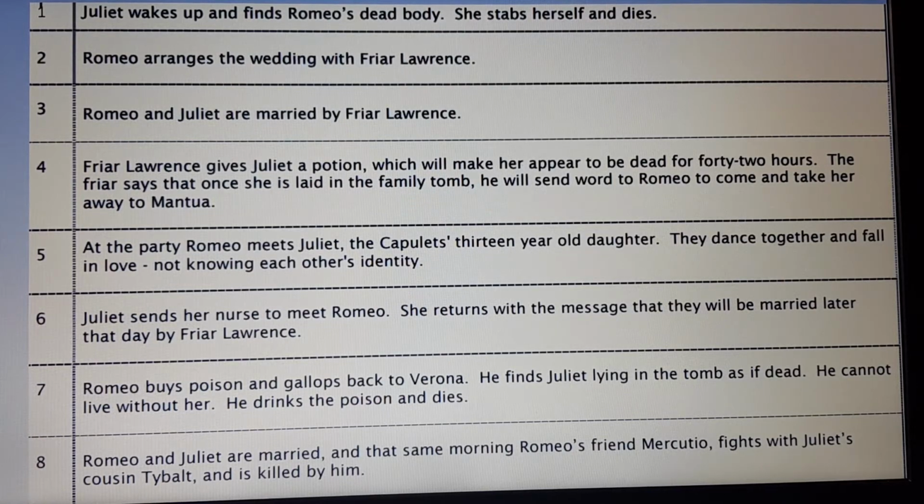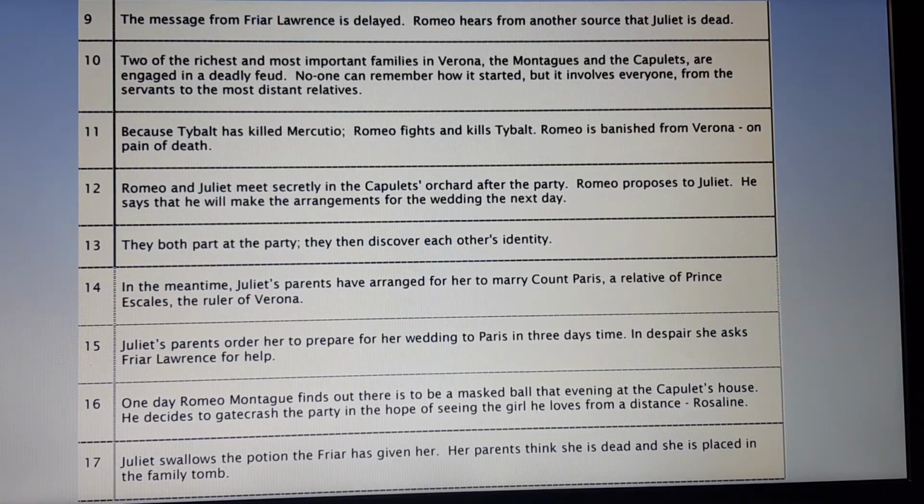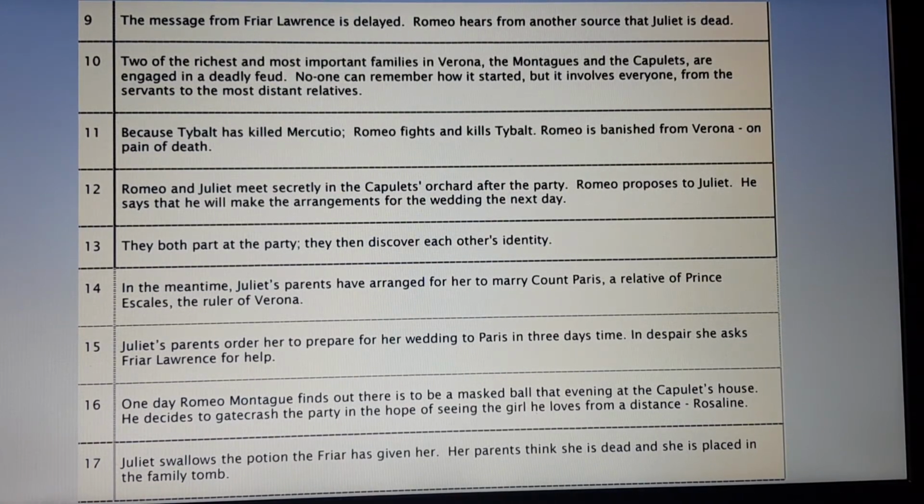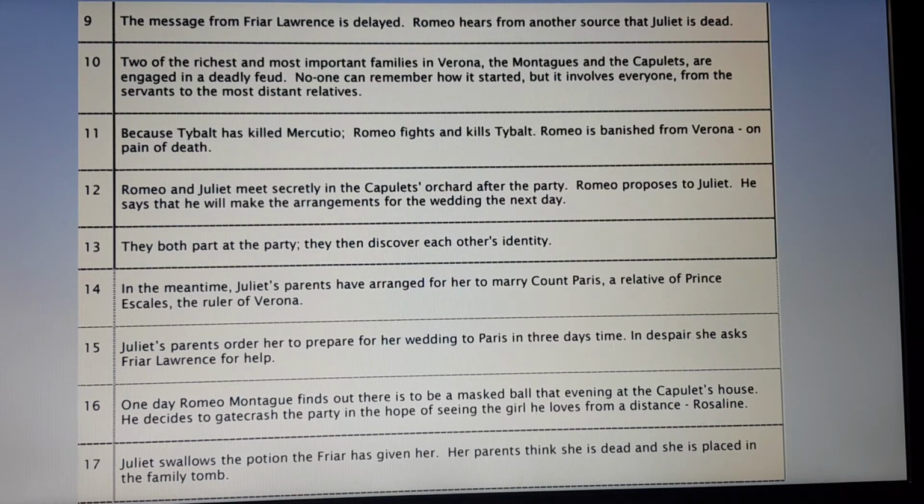Number eight, Romeo and Juliet are married, and that same morning, Romeo's friend Mercutio fights with Juliet's cousin Tybalt and is killed by him. Number nine, the message from Friar Lawrence is delayed. Romeo hears from another source that Juliet is dead. Number 10, two of the richest and most important families in Verona, the Montagues and the Capulets, are engaged in a deadly feud. No one can remember how it started, but it involves everyone, from the servants to the most distant relatives. Number 11, because Tybalt has killed Mercutio, Romeo fights and kills Tybalt. Romeo is banished from Verona on pain of death.